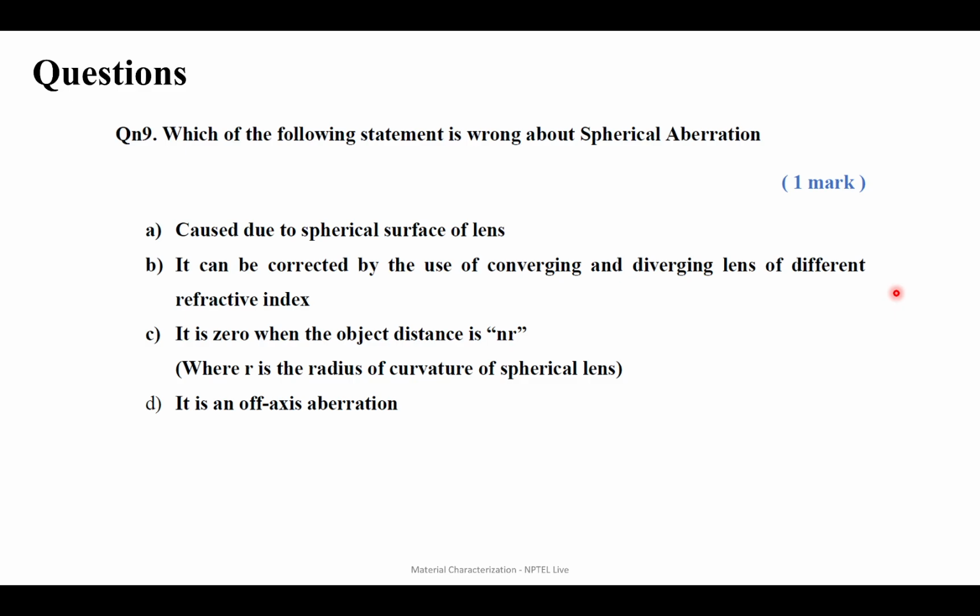Which of the following statements is wrong about spherical aberration? Caused due to spherical surface of lens. It can be corrected by use of converging and diverging lens of different refractive index. It is zero when object distance is nr, where r is the radius of curvature of spherical lens. It is an off-axis aberration.